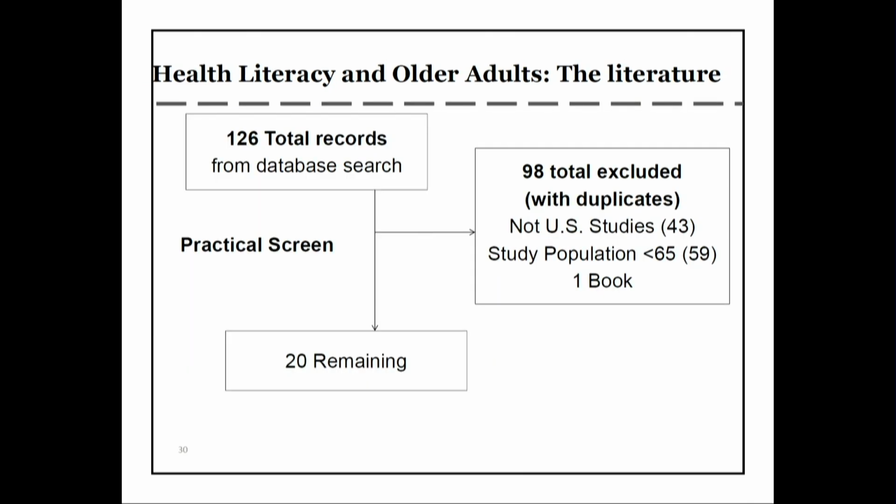So we broke that down a little bit further for the systematic review. We started with 127 publications, and we excluded 98. The first exclusion, or the primary practical screen, was we removed any studies that were not conducted in the United States. Then we looked through each of the articles to find whether they indeed had a population of 65 and older, and 59 of the studies did not. And then we excluded the book as well. So we had 20 studies remaining.